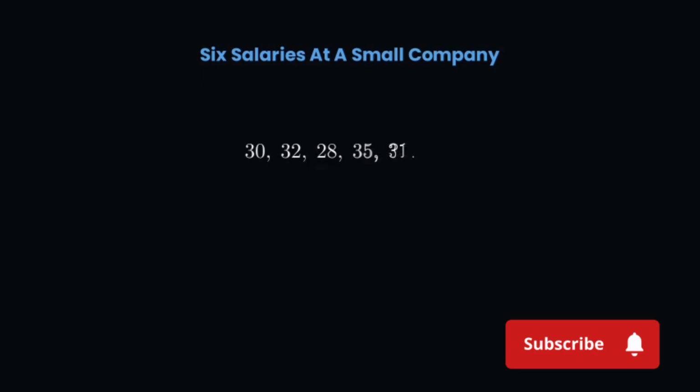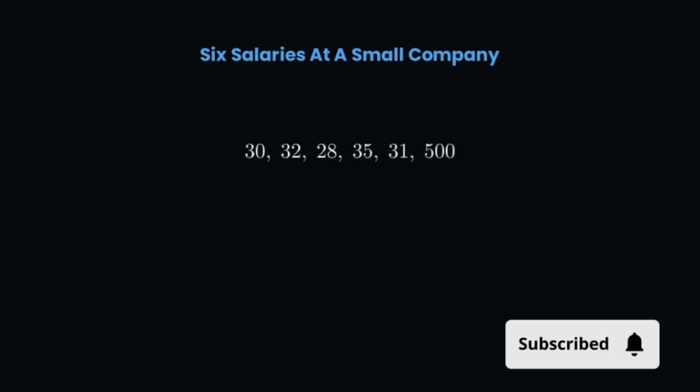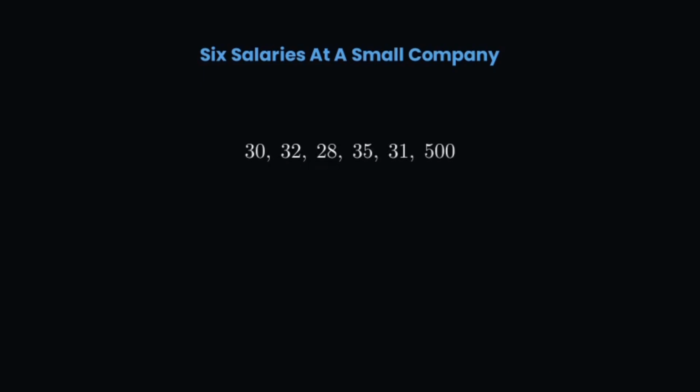Here is the real question. If the mean already gives us one number, why do we even need the median or the mode? Picture 6 employees at a small company with salaries in thousands of dollars: 30, 32, 28, 35, 31, and 500. The last one is the company owner. Everyone else is a common employee. We calculate the mean, and it comes out to 109.3 thousand dollars.